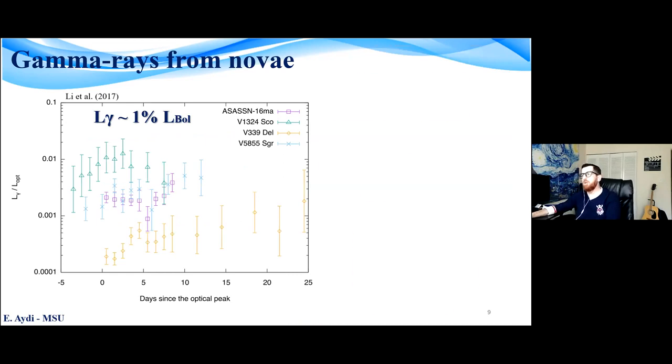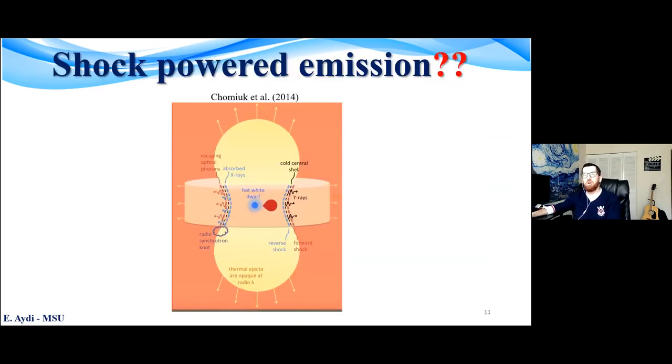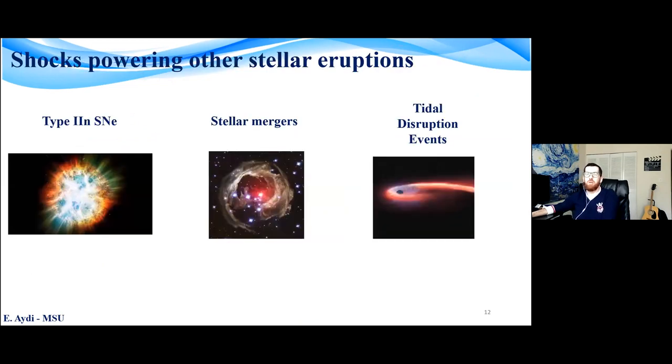So although this number seems small, as Brian mentioned, based on the standard gamma ray emission mechanism, we expect that a fraction of a percent or around 1% of the shock luminosity is emitted in Fermi gamma rays. So if we compare these two figures, we can assume that shocks could potentially power a substantial fraction of the optical luminosity of a nova. Of course, shocks have been theorized to contribute to the luminosity of other events such as luminous supernovae, stellar mergers, and star disruption events, but direct observational evidence has so far been lacking.